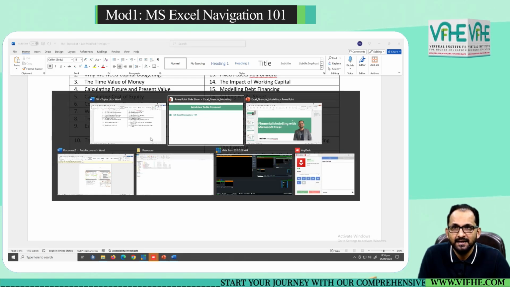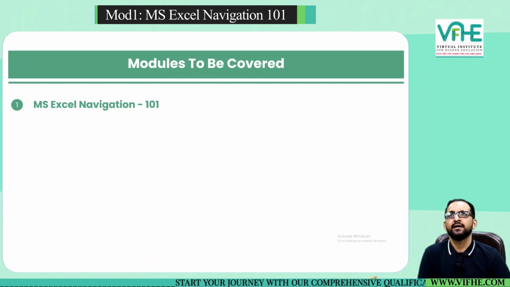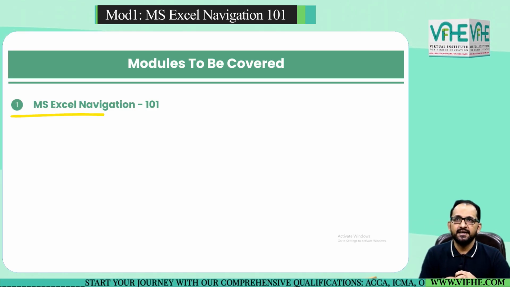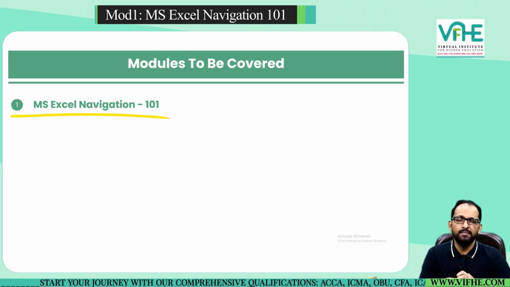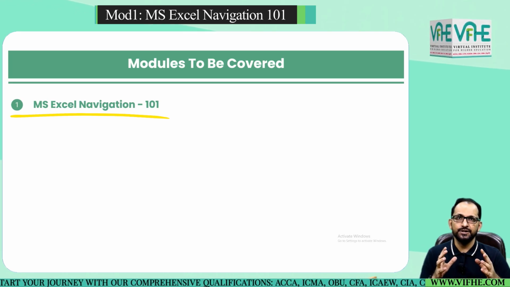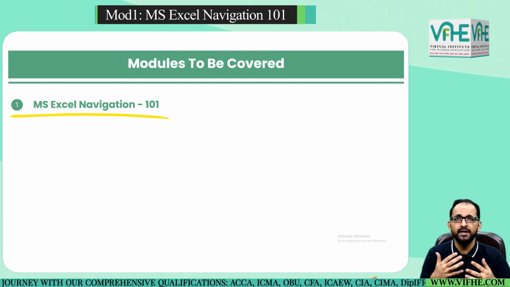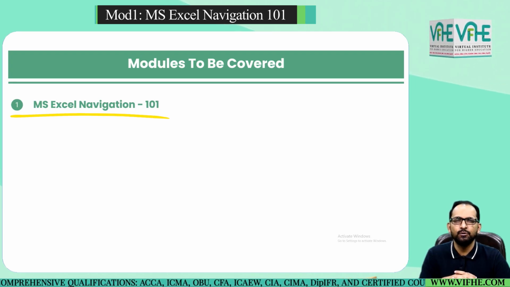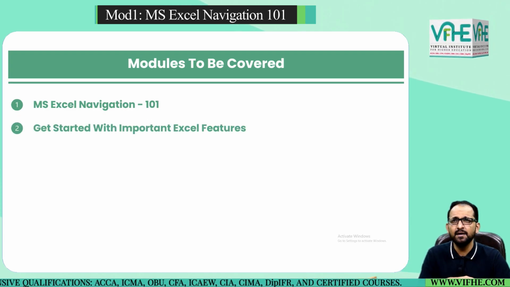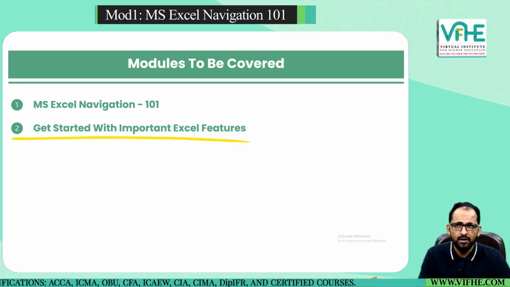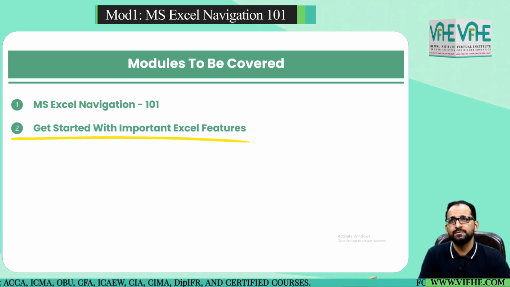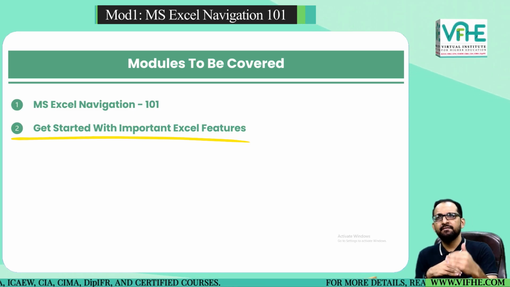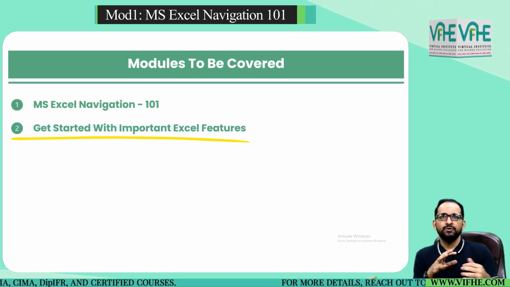And this is replicated here in these 7 modules. First of all, we'll talk about MS Excel Navigation 101. We'll talk about how the Microsoft Excel application looks, how you interact with it, what the key components are, and how to label them so you know exactly what you're talking about. Next up, we'll start learning about several important Excel features, because that's how you are going to get an advantage over most of the people using Microsoft Excel.